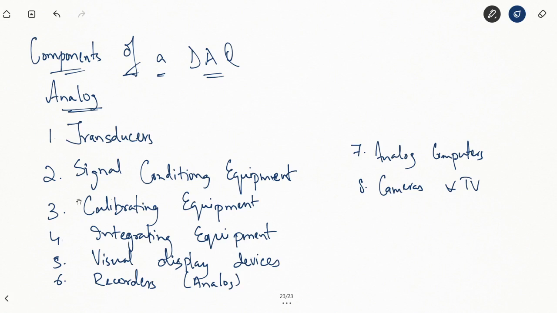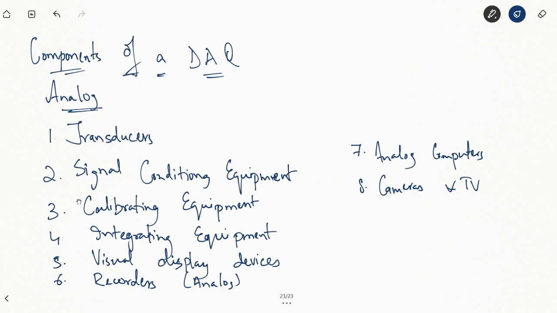Then you have equipments like analog computers or digital analog cameras and TVs. So again, for performing various computational operations on the output of this very particular data acquisition system, we can use an analog computer or different computation techniques, so that your system becomes more accurate as compared to what it is. And similarly, if we want to monitor our output, we can use cameras.